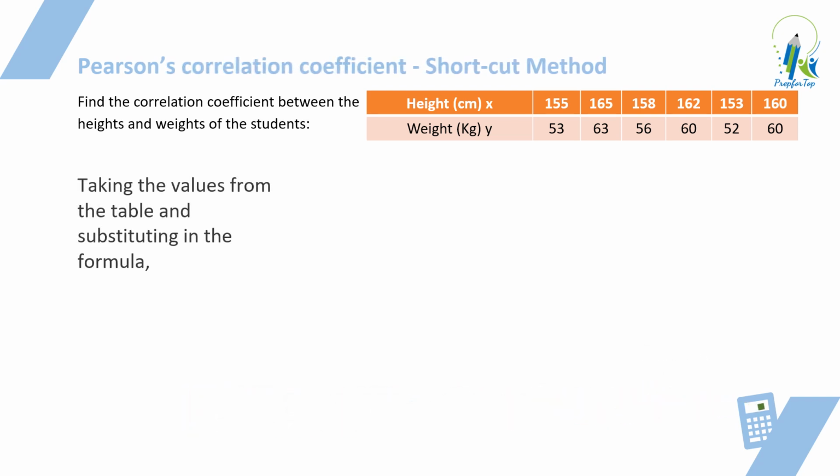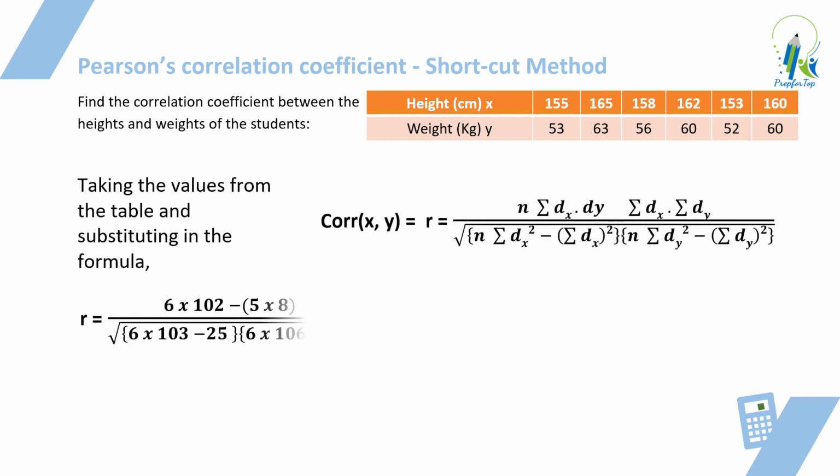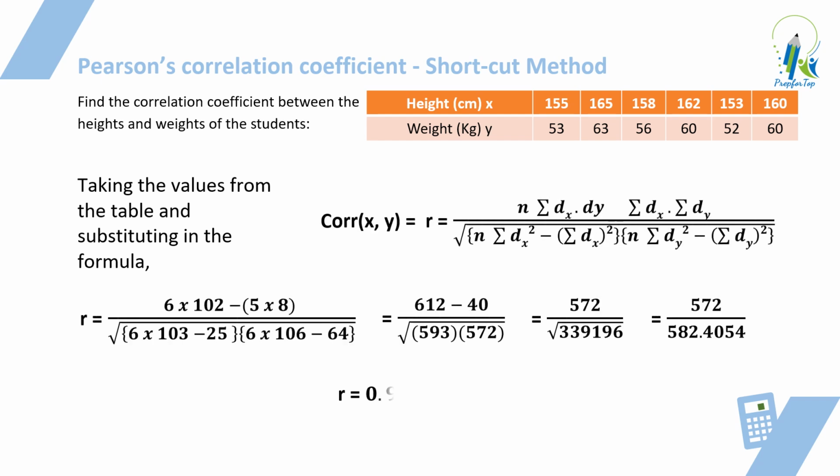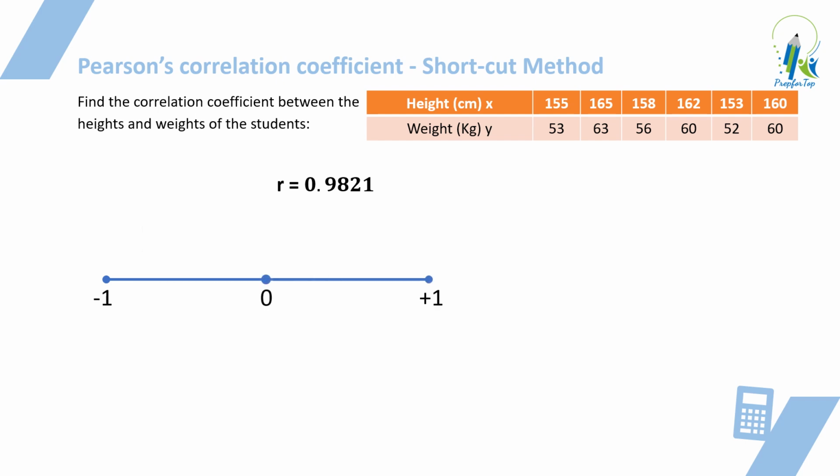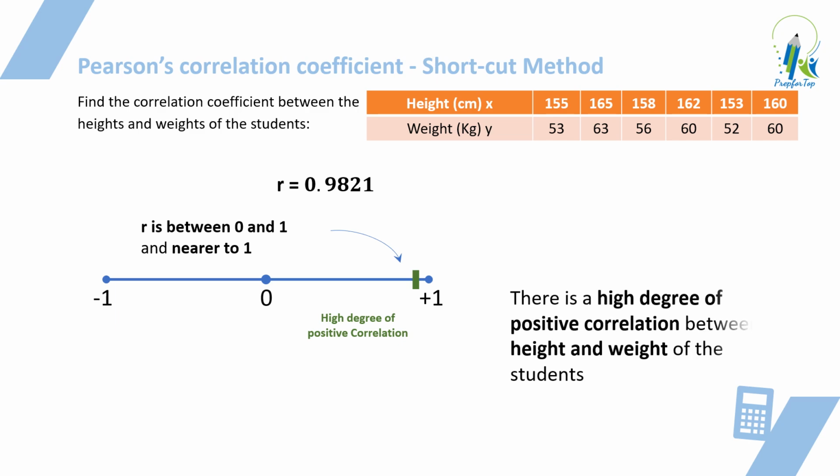Taking the values from the table and substituting in the formula, we get r equals 0.9821. r is between 0 and 1 and nearer to 1, so there is a high degree of positive correlation between height and weight of the students.